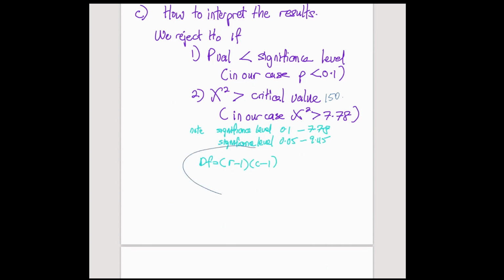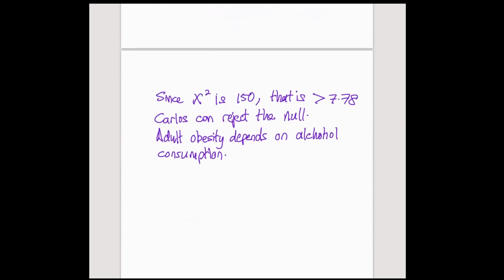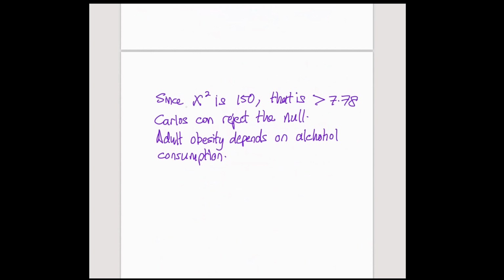Now this is just for reference, the degrees of freedom. So now our conclusion, since chi-square is 150, that is bigger than 7.78, Carlos can reject the null. Adult obesity depends on alcohol consumption.